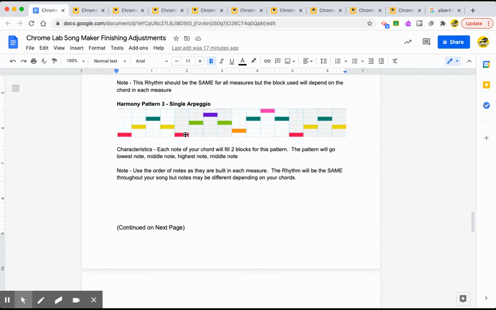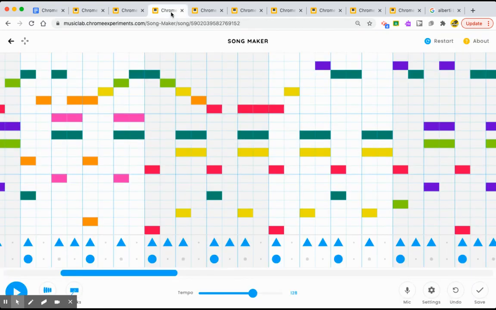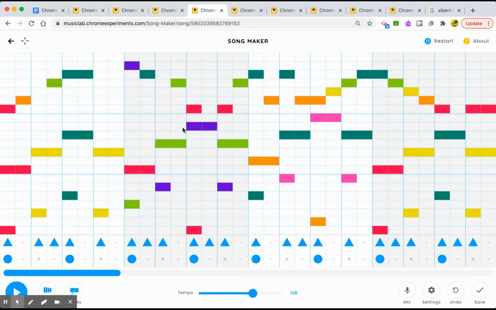Now, use the order of notes as they are built in each measure, but the rhythm, again, will be the same throughout all of these. It's just the notes that will be different depending on which chord you have in each measure. So let's listen to an arpeggio example, which is right here.